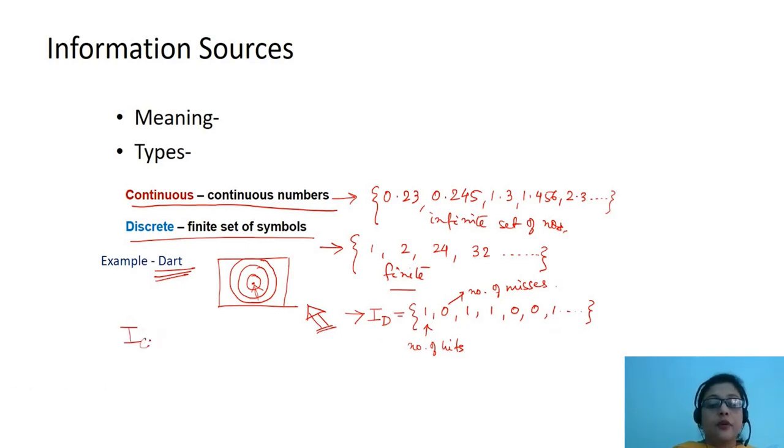We can have an information source which is continuous in nature. We can write it like this: 0.23, 0.245, 1.3, etc. Now what are these? These are the values by which the target is missed. The target is missed by this amount of distance. So here this is a continuous set of symbols. So we can say that this is a continuous information source.